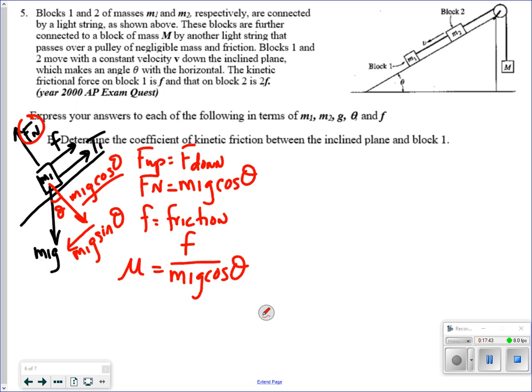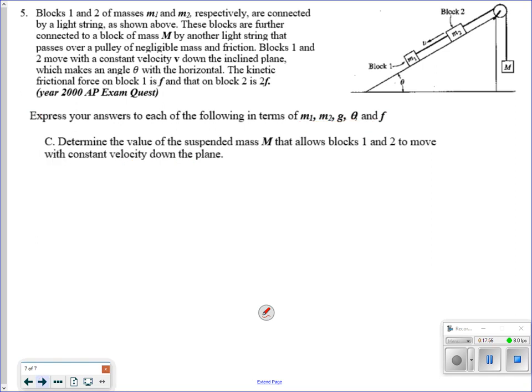Now the tricky part to these questions when you're leaving them in the following terms is you got to know what terms you're leaving them in. All right, so that satisfies what we're doing here. That's not so bad. Okay, now next, let's move on to this next one. Determine the value of the hanging mass M that allows blocks 1 and 2 to move with constant velocity down the plane. Now this is where things are going to get crazy a little bit. We're going to work with a system of equations.